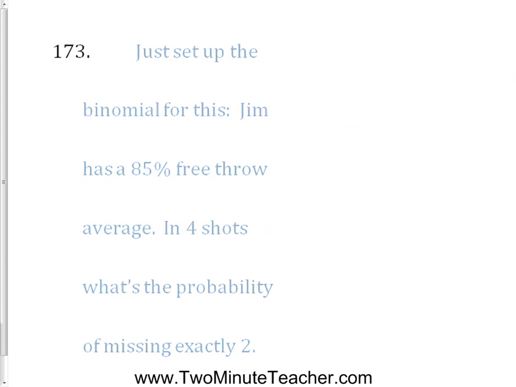One more on this little video. Just set up the binomial for this. Jim has an 85% free throw average. In 4 shots, what's the probability of missing exactly 2?